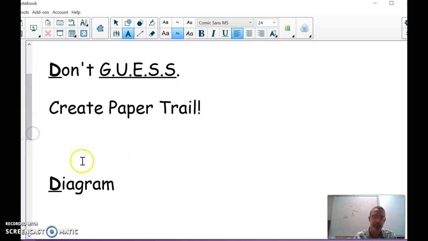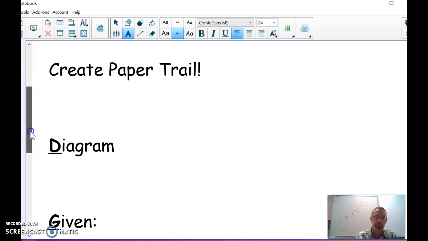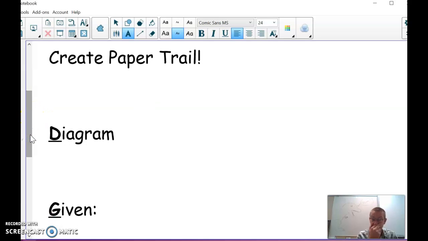So what does the D mean? The D means the very first thing you're going to do when you read a word problem is diagram that situation. There's my D. Okay. The G stands for what is the problem giving you? Write down, they're labeling some values. What is the problem giving you?